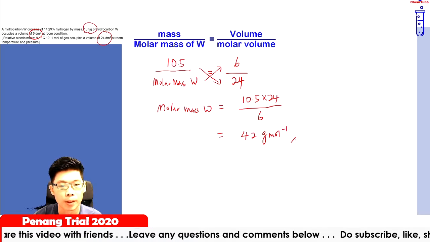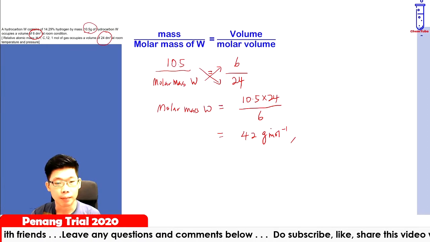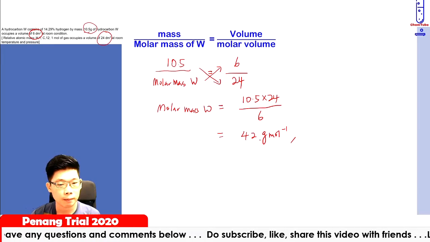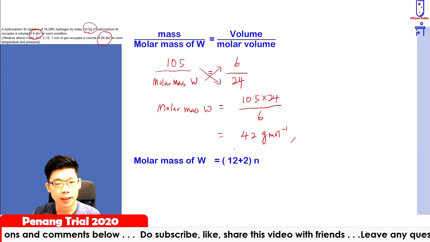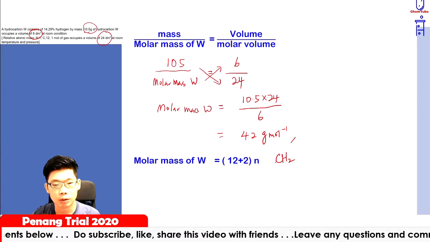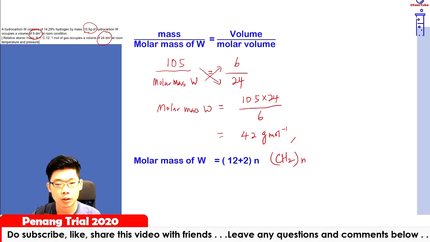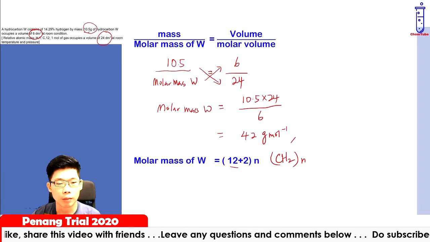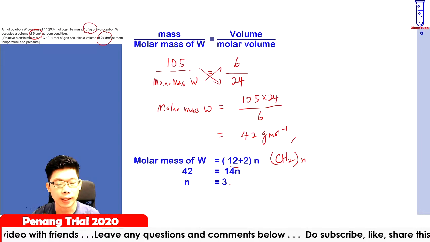This is the molar mass of the hydrocarbon W, so it's 42. We can replace it into the empirical formula. The molar mass of W is the empirical formula just now, CH2, times N. So C is 12, H is 1 times 2, so 2. We replace in the molar mass 42, so it equals 14N. So we find out N is 3.